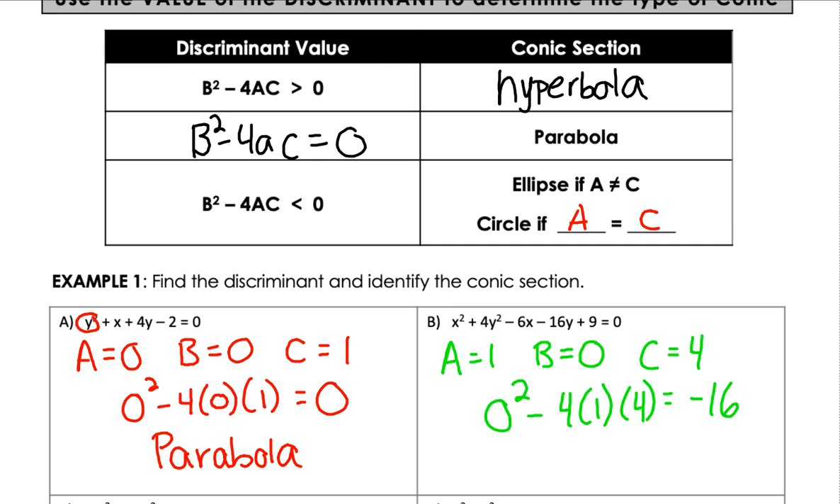So a negative discriminant is this special case up here. Since I'm looking at that special case, I need to determine if a and c are equal or not. I can look at the a and c from up above, and I can see that they are not equal. So we would say a is not equal to c, which means that we are working with an ellipse.